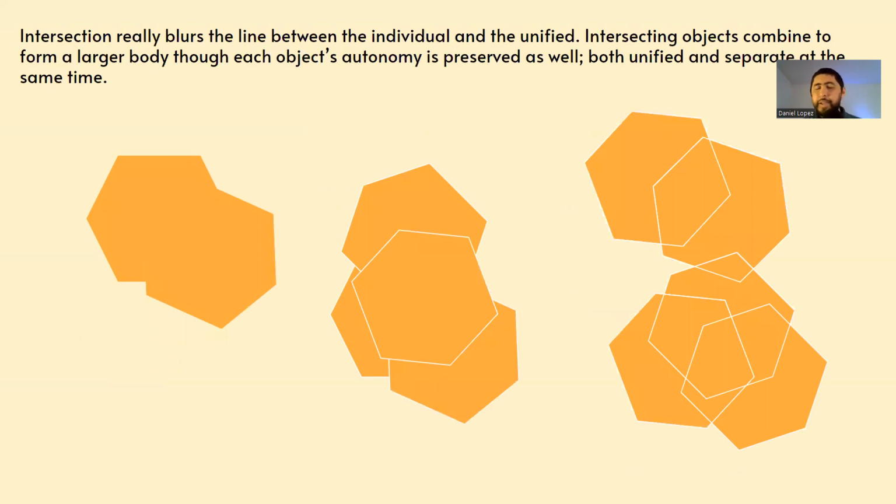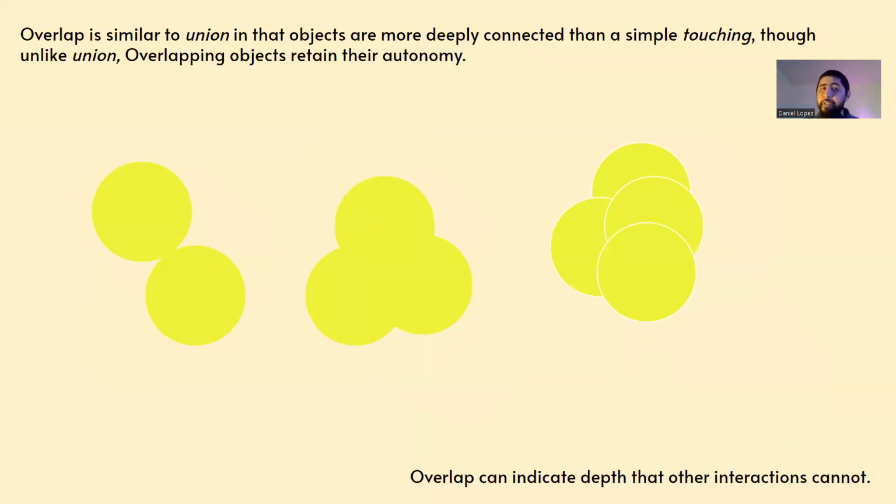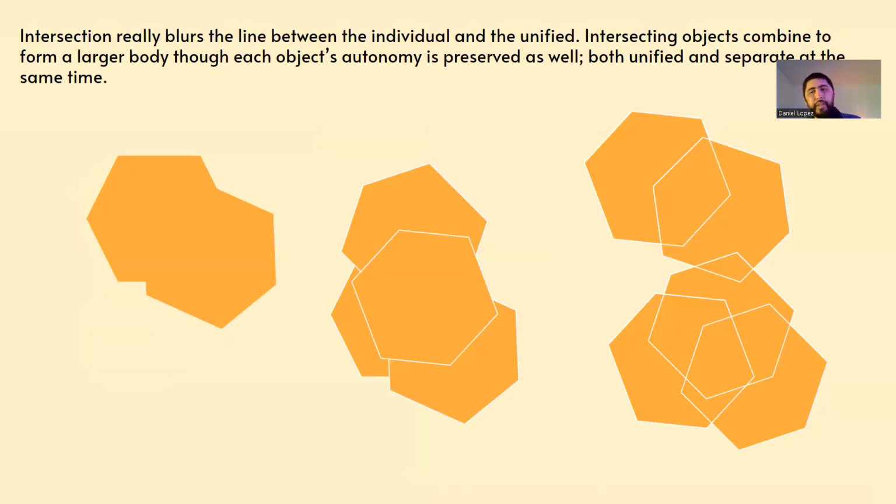Right. I don't really have a water metaphor for this, but intersection is when things combine, but you can still see each individual part, right? So it's a combination of overlap and union. It's pretty interesting. It's not often you see this in real life, but this is something that can happen.